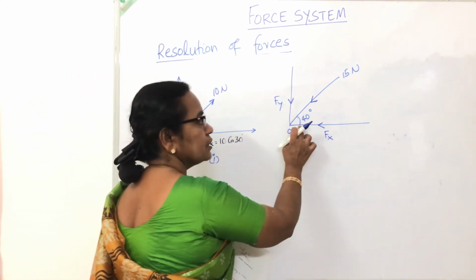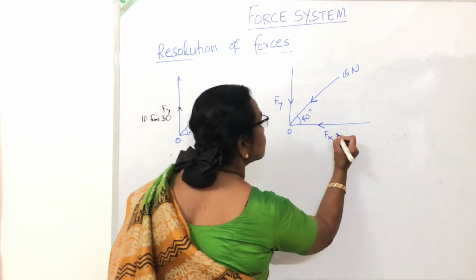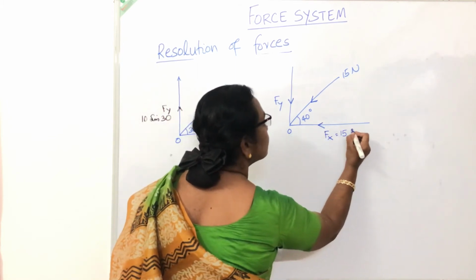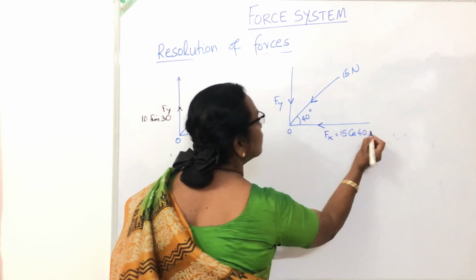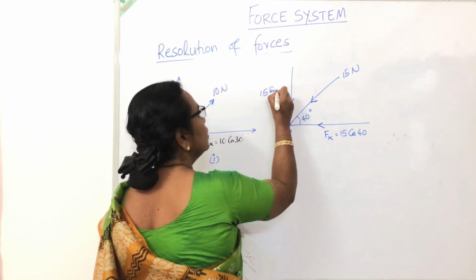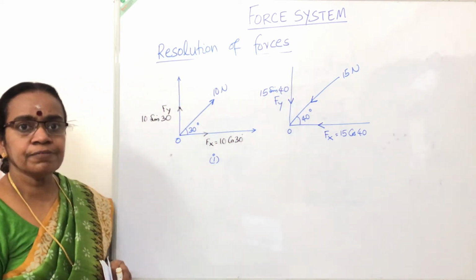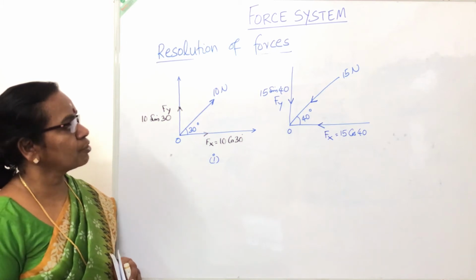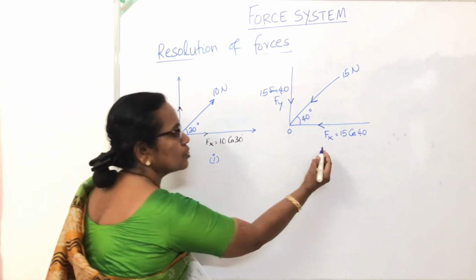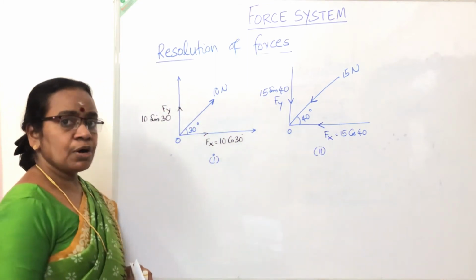What about the magnitude? This angle is 40 degrees, so this is going to be cos. This is equal to 15 cos 40. The other one is sine, 15 sine 40. So these are the resolved components of the 15 Newton force acting at 40 degrees and pointed towards O. So this is example 2. One more case.